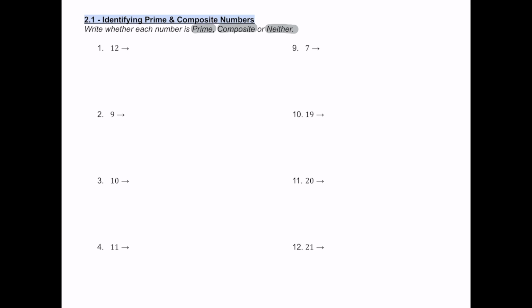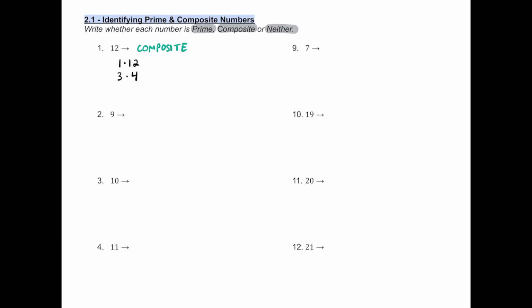For number 1, we have the number 12. Now, we know that 1 times 12 is 12, that's a given, but if you can think of anything else that multiplies to get 12, like 3 times 4, then it's not going to be prime anymore. We know that for number 1, this one is going to be composite.